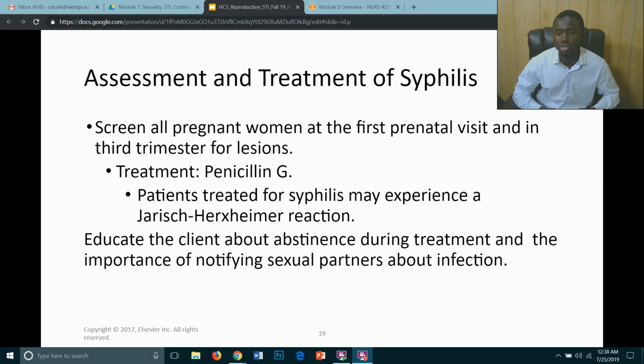This is known as Jarisch-Herxheimer reaction, and this is an acute febrile reaction often accompanied by a headache, myalgias, which is muscle pain, and arthralgias that develop within the first 24 hours of treatment. The reaction may be treated symptomatically with analgesics and antipyretics to reduce the fever and the pain which is associated with it.